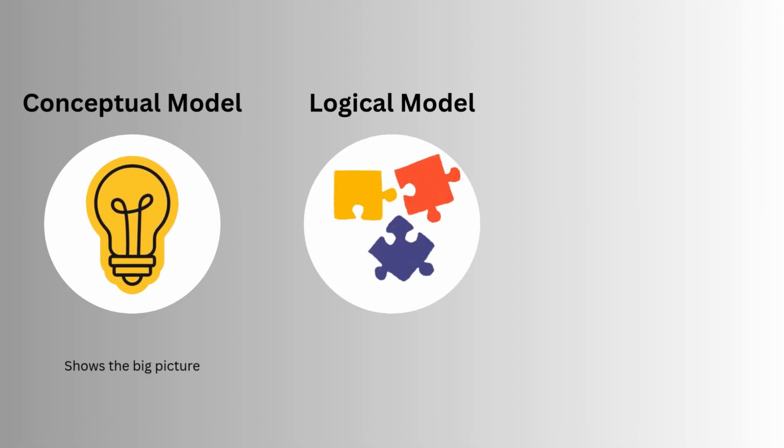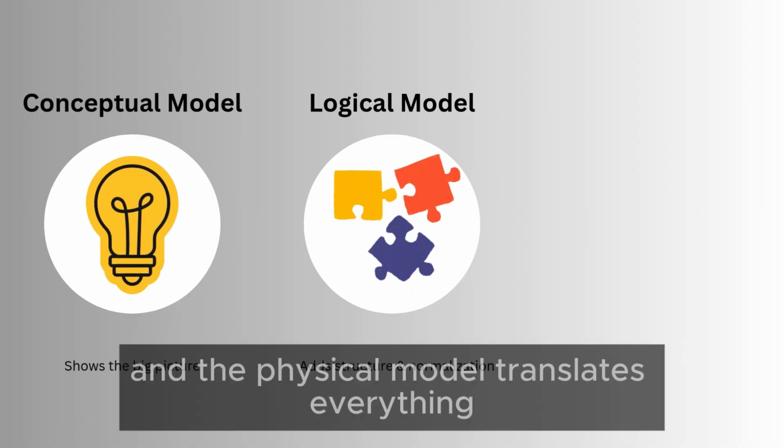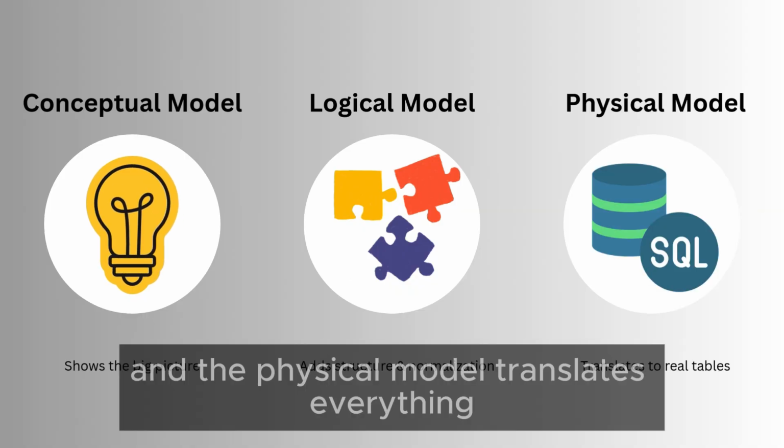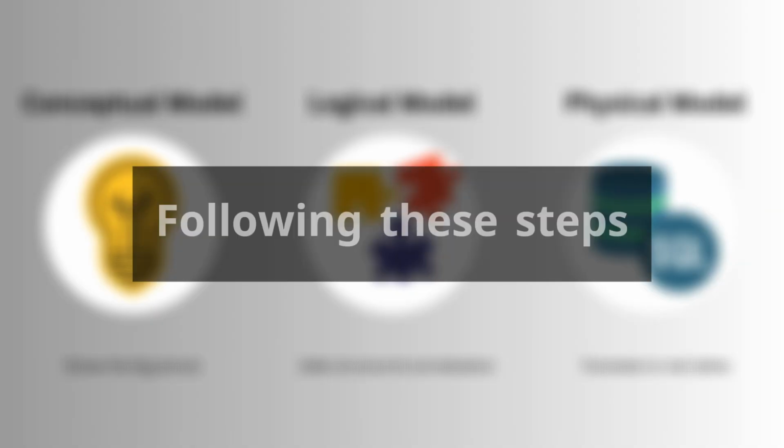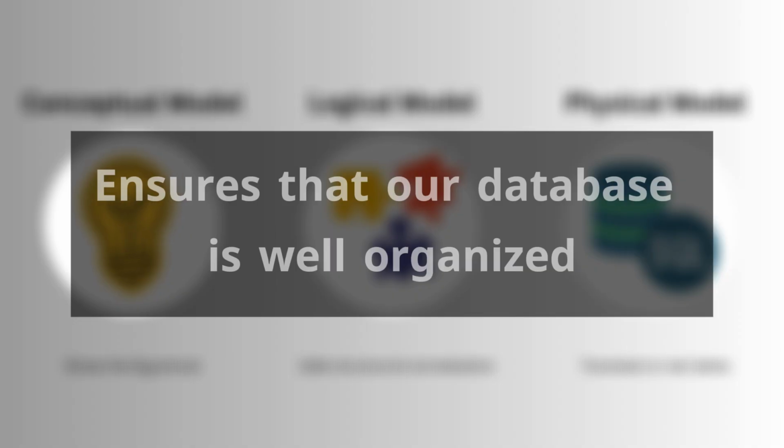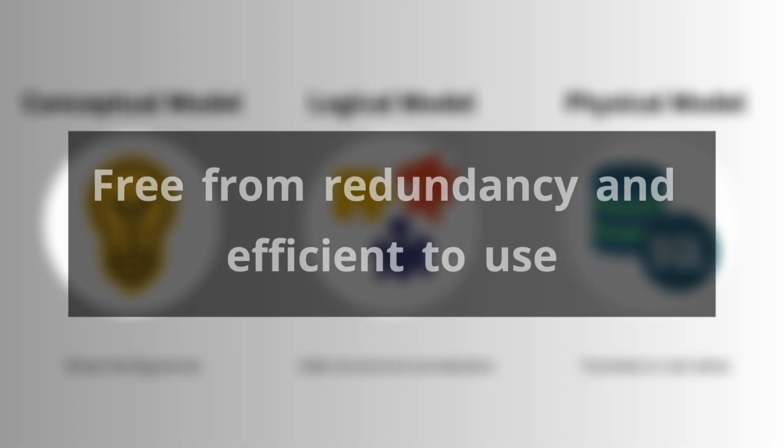In summary, the conceptual model shows us the big picture. The logical model adds structure and enforces normalization, and the physical model translates everything into real database tables. Following these steps ensures that our database is well organized, free from redundancy, and efficient to use.